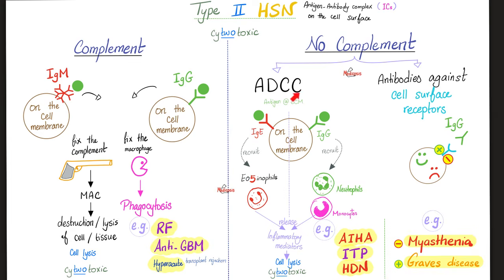Tell me about the non-complement mediated. Well, if you're talking about ADCC, this is the story of autoimmune hemolytic anemia, immune thrombocytopenia, and hemolytic disease of the newborn. If you're talking about antibodies against the cell surface receptor, if you're inhibiting the target, most of them are like this, example myasthenia. If you're stimulating the target, it's a singular example called Graves' disease.